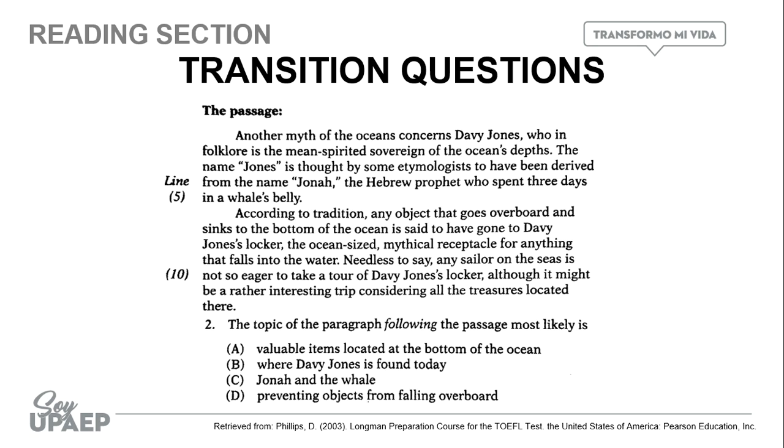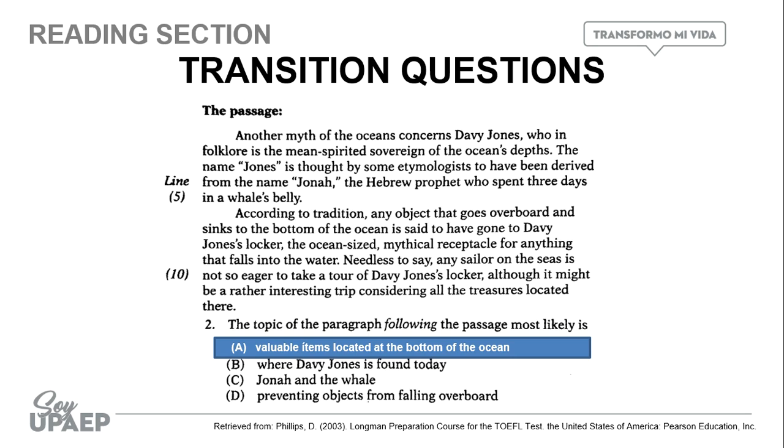So, if we take into consideration the information that we have on the last line of the last paragraph, the answer is A, valuable items located at the bottom of the ocean. Why? Because it says it might be a rather interesting trip considering all the treasures, valuable items, located there. So that is the information that is going to appear in the next paragraph.